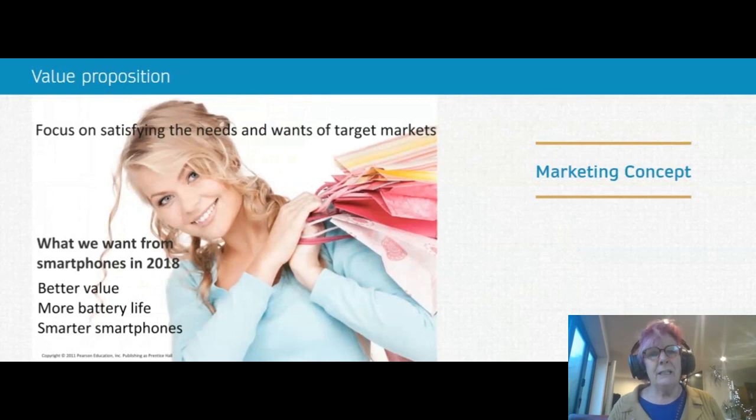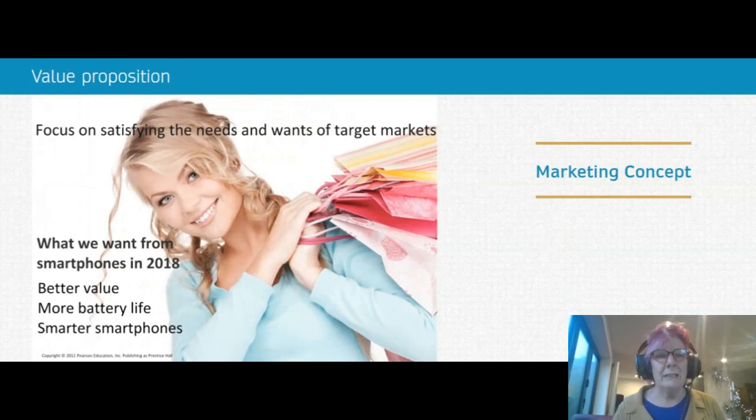Most businesses, particularly in the modern world though, focus on a marketing concept. And this is all about satisfying the needs and wants of those markets that they're going to target. So for example, in 2018, some research showed that what most customers wanted from their smartphones was better value, more battery life, and smarter features. And so companies with a marketing concept will immediately try to build this into their product offerings in the future because that's what they feel their target markets want.